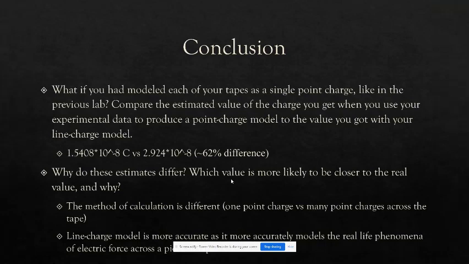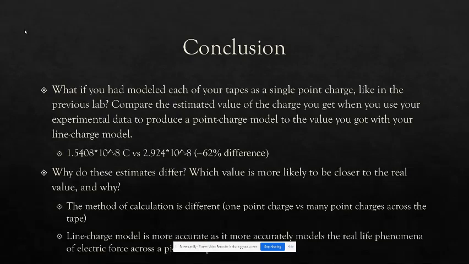In conclusion, what if I had modeled each of my tapes as a single point charge like in the previous lab? Compare the estimated value of the charge you get when you use your experimental data to produce a point charge model to the value you got with your line charge model. So I got 1.5408 times 10 to the negative 8 coulombs in this lab versus 2.924 times 10 to the negative 8 in the previous lab. This is about a 62% difference, which is pretty large.